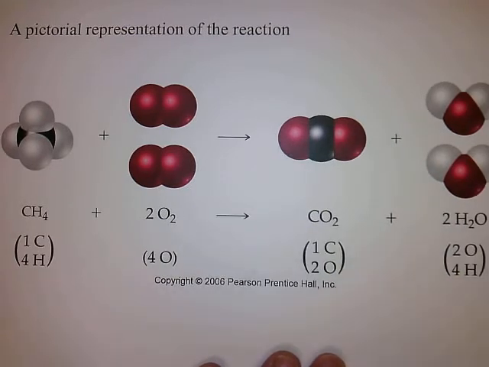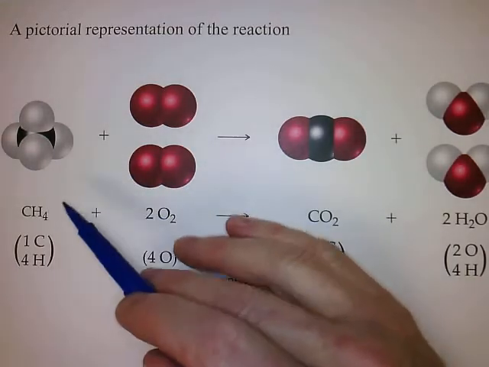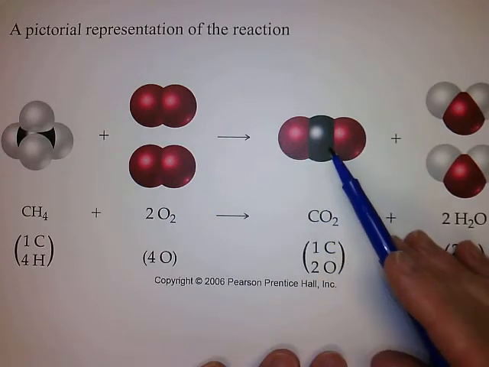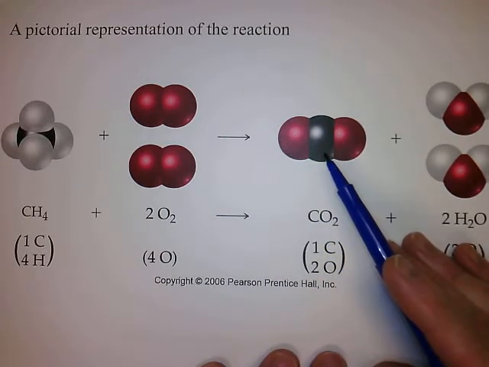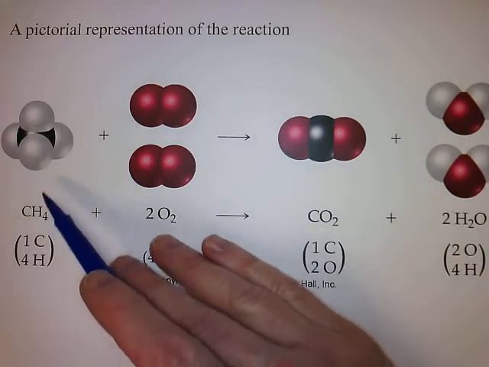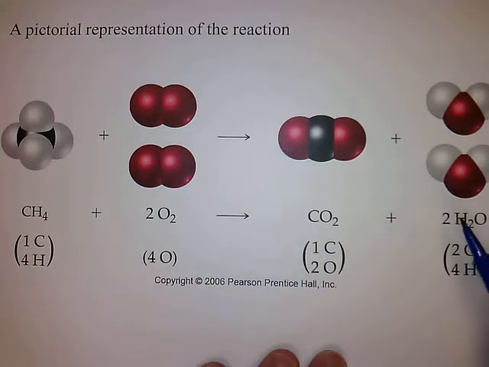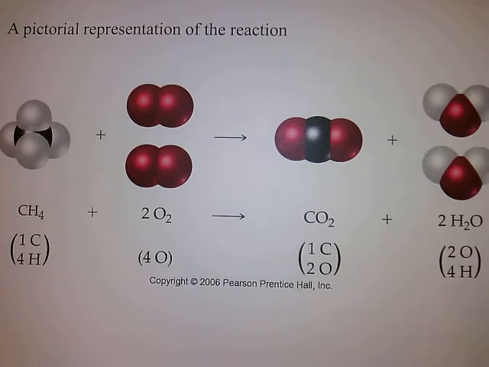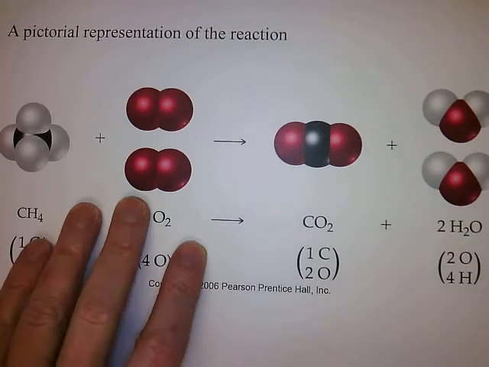So one more time, what are we doing here? All we're doing is rearranging the atoms that are already present. Here the carbon is part of methane, and here the carbon is part of CO2. Here the hydrogens are tied to the carbon, and here the hydrogens are tied to oxygen. All we're doing is rearranging the matter that is already present.